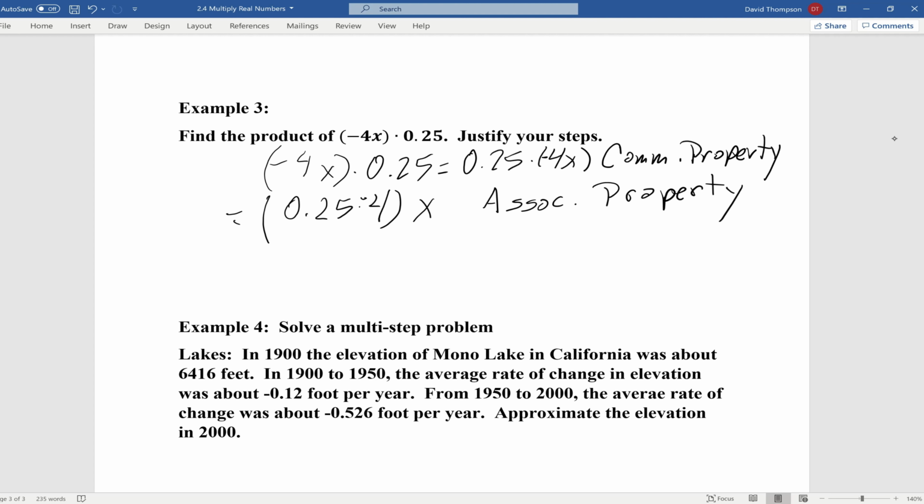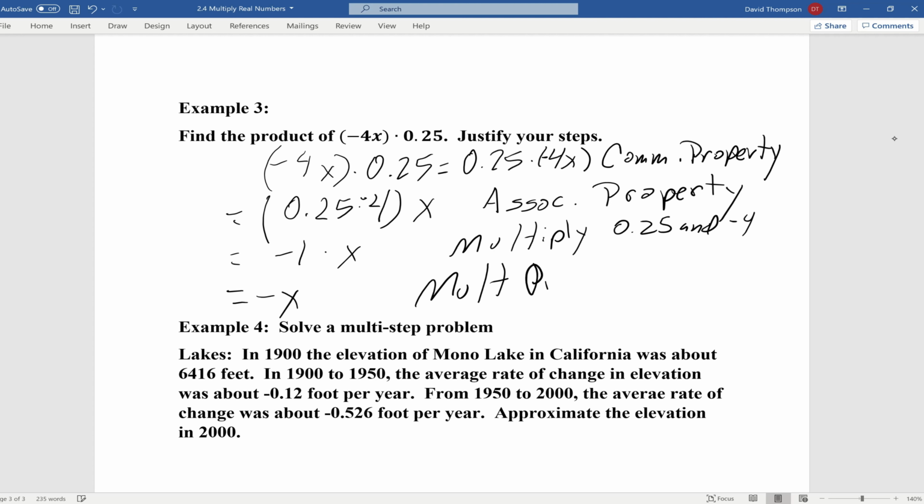Then 0.25 times negative 4 will be negative 1 times x. This is just multiplication. You just multiplied. And then negative 1 times x is going to be negative x. This is the multiplication property of negative 1, and we are done multiplying by justifying our steps.